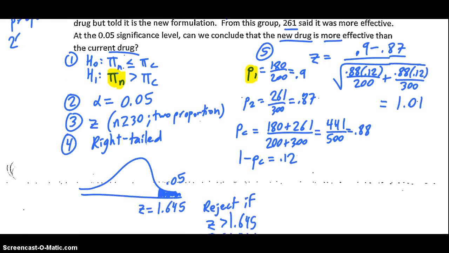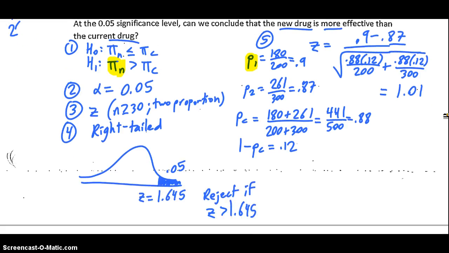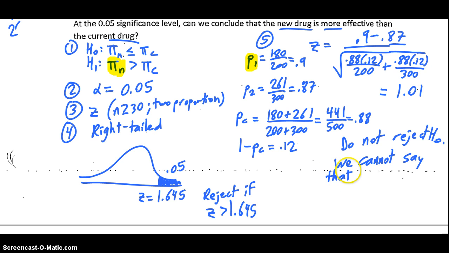Now, remember, we're going to reject if z is greater than 1.645. Well, 1.01 is not greater than 1.645, so we do not reject our null hypothesis. Do not reject the null hypothesis. And we cannot conclude what the last sentence says. We cannot say that the new drug is more effective than the current drug. Okay, and you can imagine why a company might find this information useful.